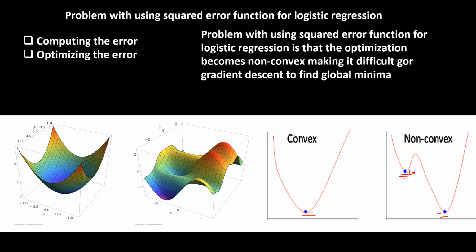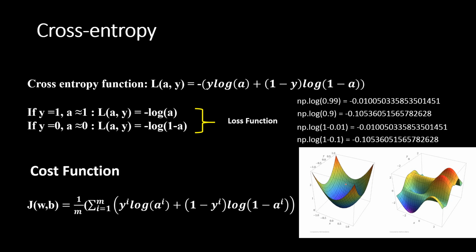So there will be a lot of local minima where the model can get stuck and give us a wrong solution. So we cannot use the mean square error function, or mean square cost function, as an error function for logistic regression. For logistic regression, we have to use something else which gives us a convex function like this. That function is the cross entropy function, and it is represented like this.